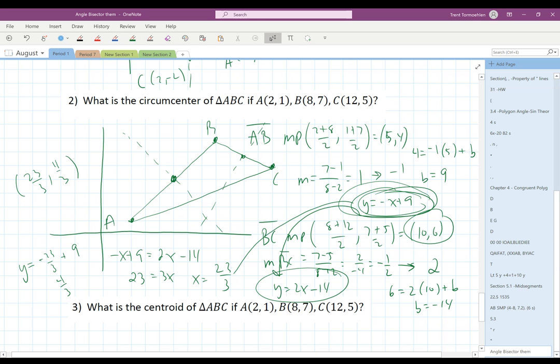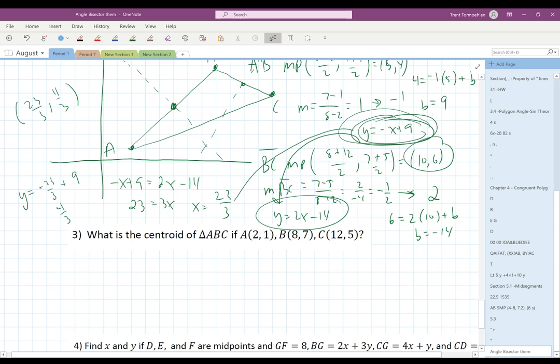All right, we can do the same thing, but with the centroid. And there's two ways to do this one. One is to just go through and find two medians. We already found the midpoint, so it wouldn't be too hard to do. But there's actually an easier way, and it is to average the x-coordinates and average the y-coordinates. So the answer to this would be 2 plus 8 plus 12 over 3, comma, 1 plus 7 plus 5 over 3.